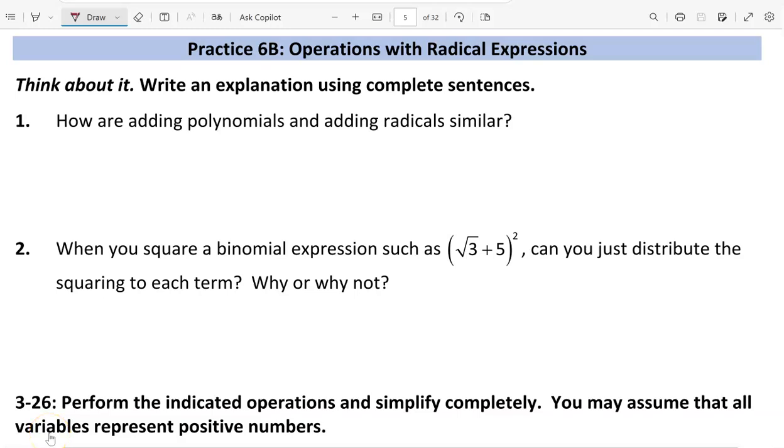This is a video walkthrough for practice 6b. In our first think about it question, we're asked how is adding polynomials and adding radicals similar to each other.